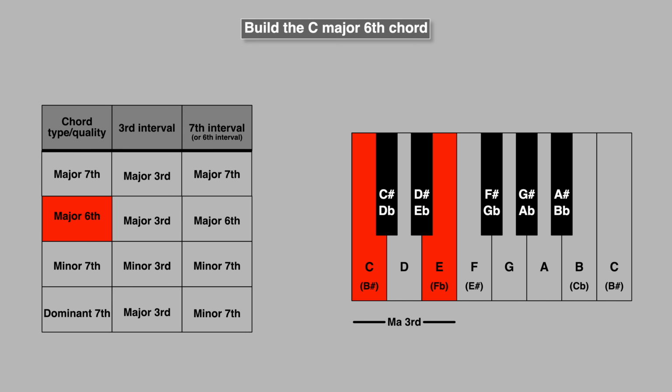Next, we need a perfect fifth interval from the root up to the fifth of the chord. This equals 7 half steps, so we need 3 more half steps up from the previous major third interval. The last interval is a major sixth interval. This equals 9 half steps, so we need 2 more half steps up from the previous perfect fifth interval.